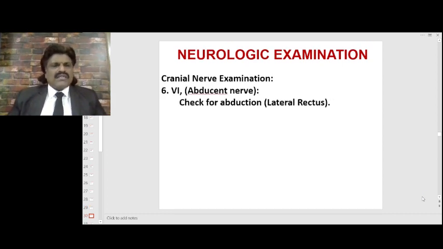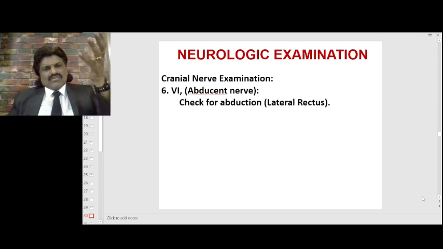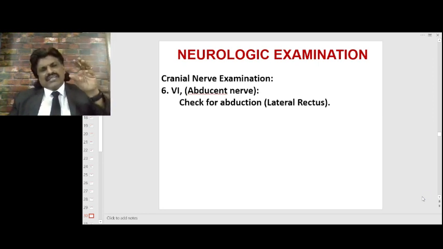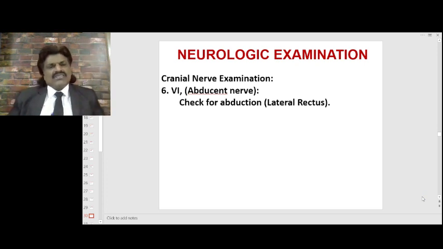Abducent nerve. The abducent nerve supplies the lateral rectus. So if the abducent nerve is affected, the lateral rectus gets affected. They'll have double vision on looking at far off objects. One important clinical point about the abducent nerve is that, because of raised intracranial tension, it can get impinged on the clivus bone, and therefore the sixth nerve can get affected in a person with raised intracranial tension. This is known as a false localizing sign, because it is not the sixth nerve per se which is affected.